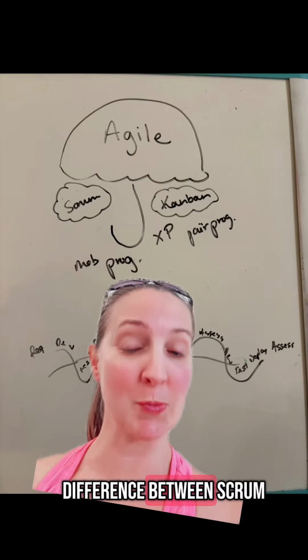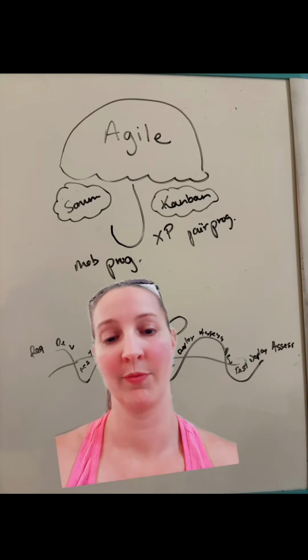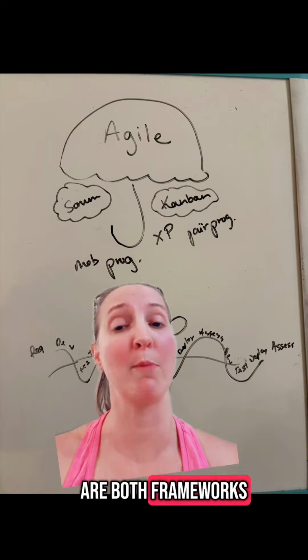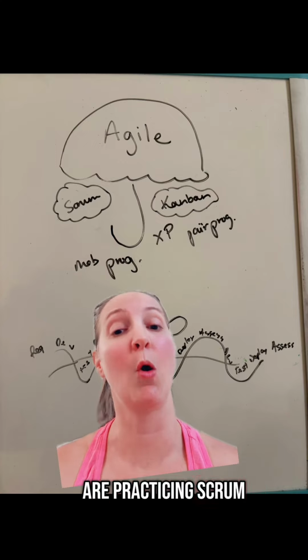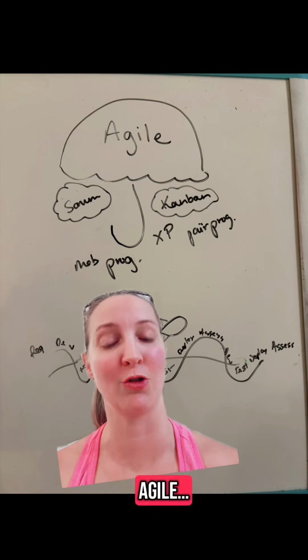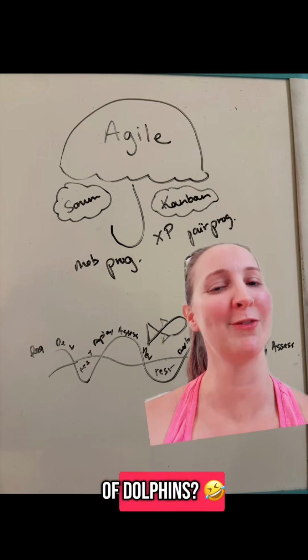What is the difference between Scrum and Kanban? First off, they are both frameworks under the Agile umbrella. So if you were practicing Scrum or Kanban, you were practicing Agile. Making them types of dolphins?